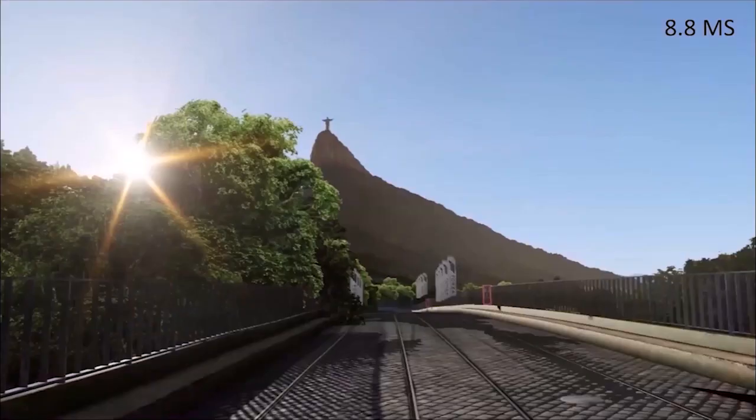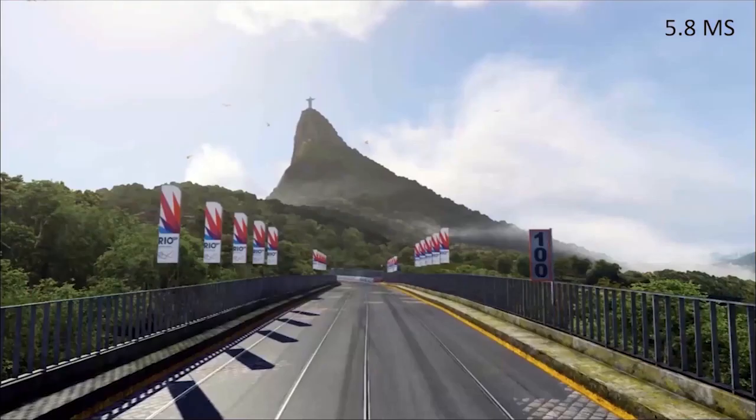This is just showing you some visual examples of how a game moves through its development. This is showing Rio early on, doesn't look that great, also has a lot of problems with performance. That number in the top right is 8.8 milliseconds. It needs to be down closer to around 5. This is after we spent a great deal of time optimizing.